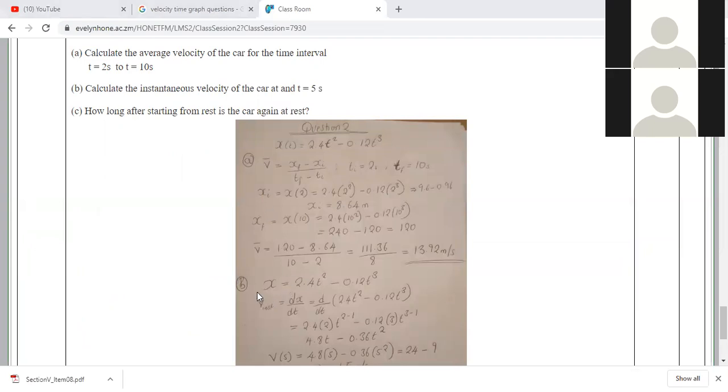There they have asked to calculate the instantaneous velocity of the car at time 5 seconds. What if we are asked to calculate the instantaneous acceleration? We would have differentiated in the same way, or? If they asked us for the instantaneous acceleration, we would have differentiated this function twice.